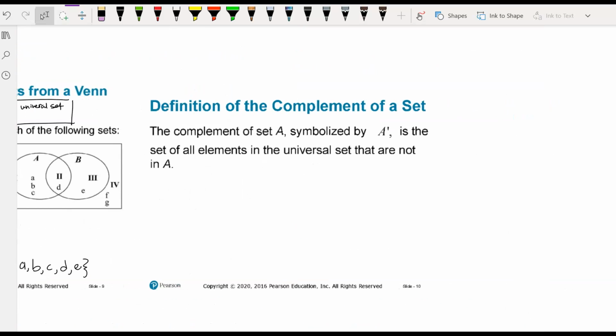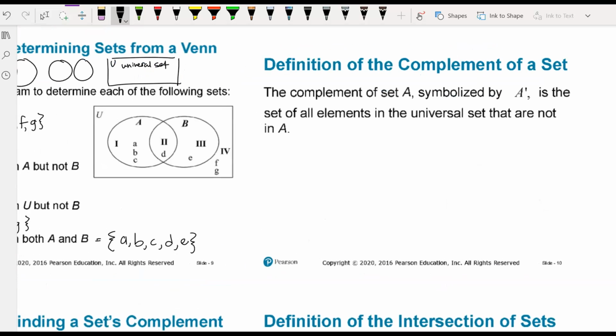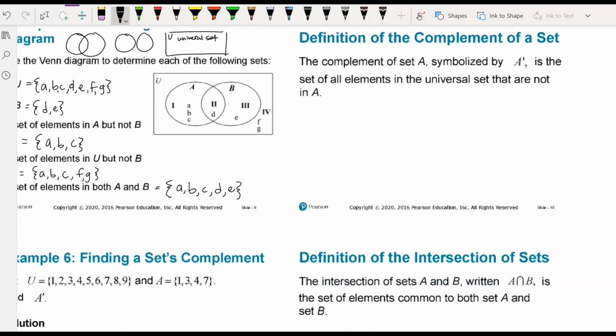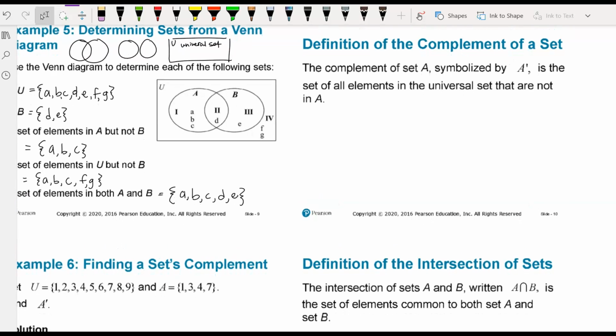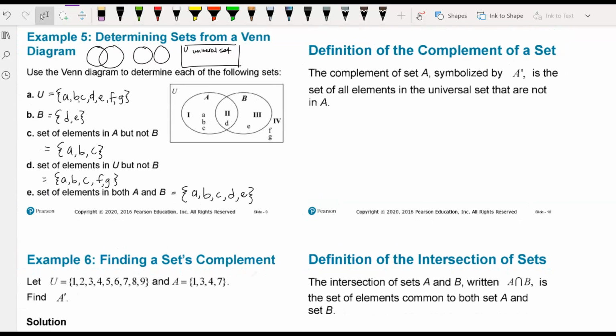All right, the next one says definition of a complement of a set. So the complement of set A is denoted by A complement. It's A with that little tick mark above it, kind of in that exponent spot. It is the set of all elements in the universal set that are not in A. So it's like an inverse, if you want to think of it that way. It's the opposite, or what we don't want from A.